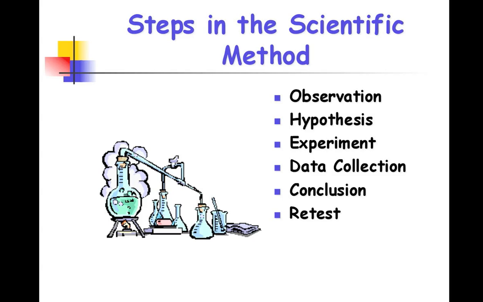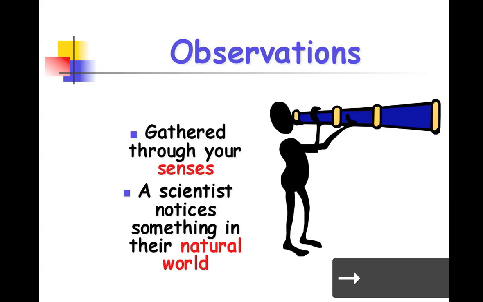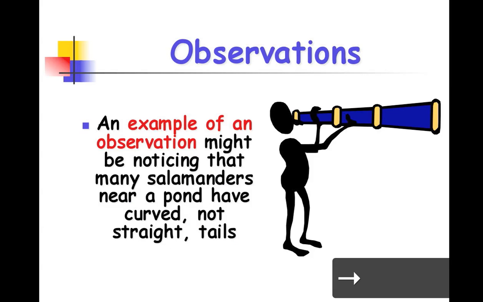So let's go through these really quickly in a little bit more detail in terms of what they all mean. Okay, so observation, pretty straightforward, we talked about that already, whereby you use your senses, taste, smell, sight, etc., and try to collect information. Now oftentimes, as in this little figure here, you may use an instrument like a microscope or telescope or rulers to get a little more detail, but it's still just collecting information. For example, you might look at a pond and see some salamanders nearby, and you notice that instead of having straight tails, their tails are curved a little bit.